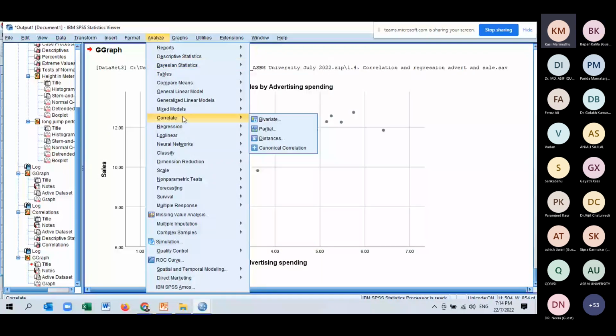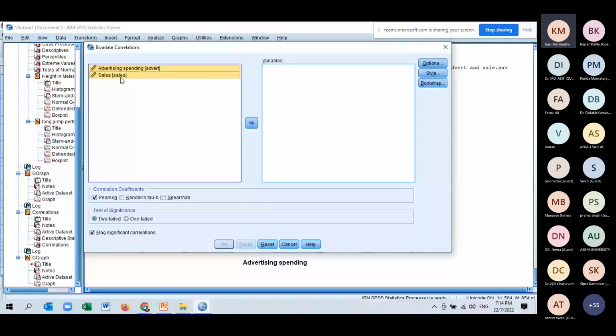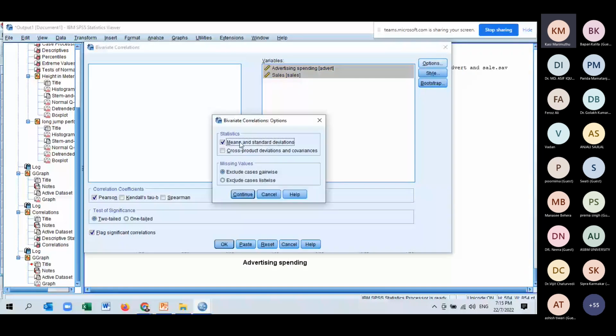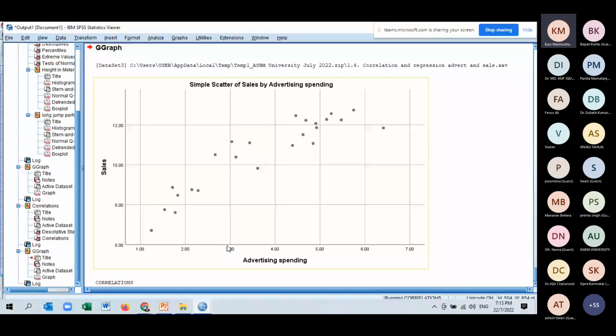Go to Analyze, Correlate, Bivariate. Should I select the descriptives? Yes, you can mention the average, the mean and standard deviation, you can capture in the thesis or in the paper. Select advertisement and sales from the left side to the right side. In Options, you can click means and standard deviations. Continue and OK.